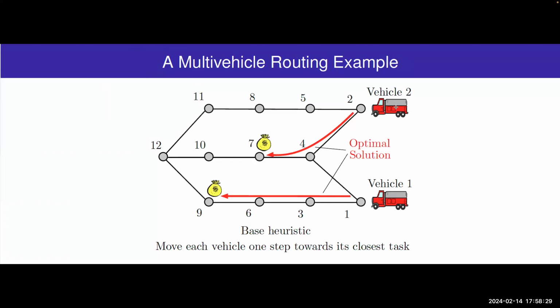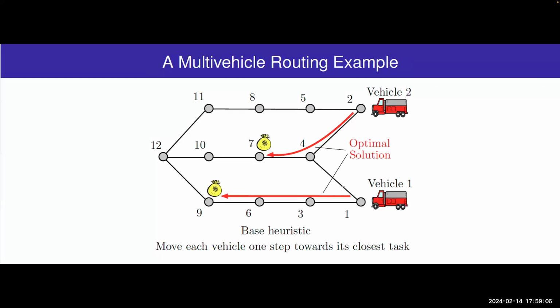And every time a vehicle moves, we incur a unit cost. The objective is to compute a set of trajectories, one for each agent, such that each task is visited at least once by some agent, and the total length of these trajectories is minimized. Before, in rollout, we used this base heuristic, which says each vehicle moves towards its closest task. We saw that this is the optimal policy as well as the rollout policy, which is not necessarily true in general, but in this case, rollout finds it.